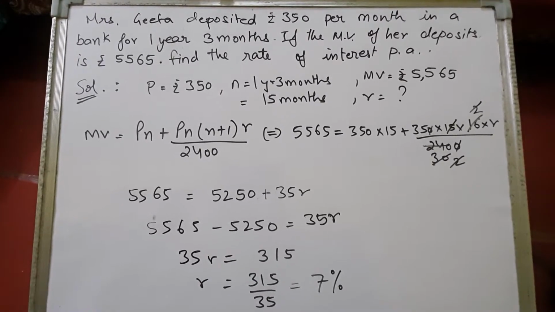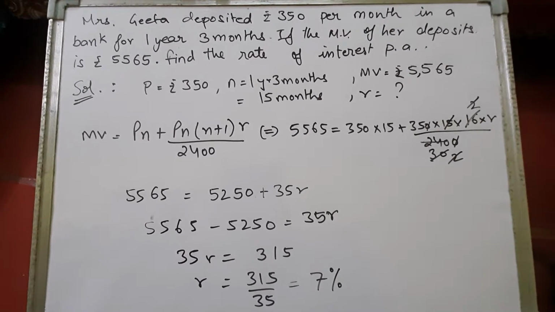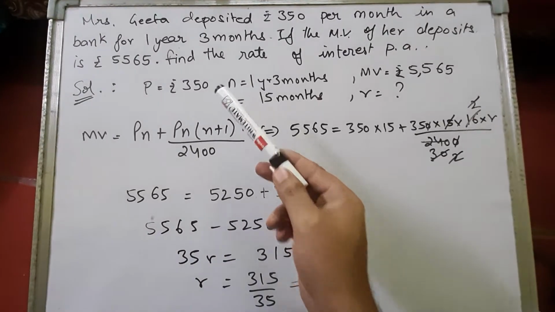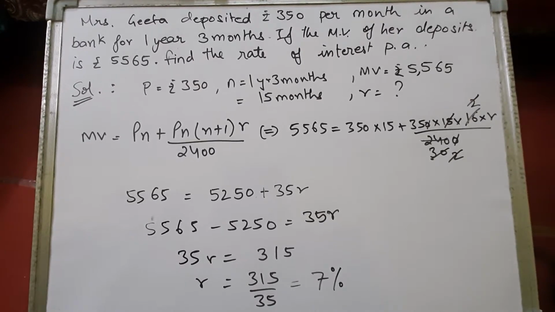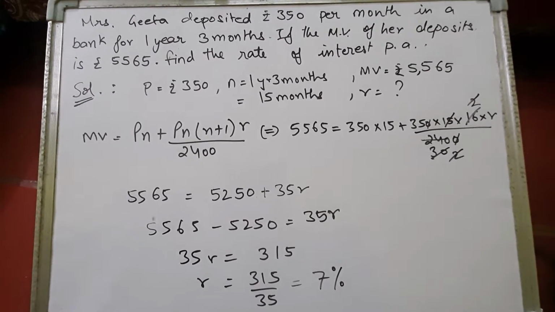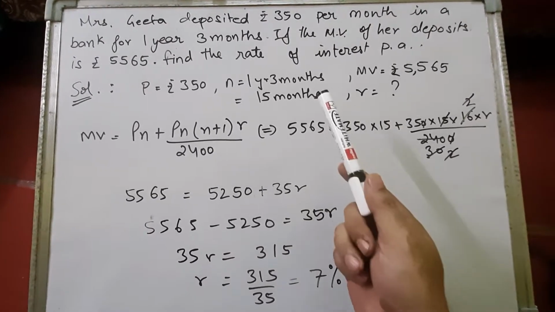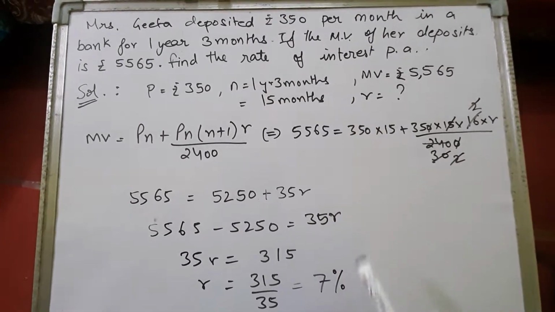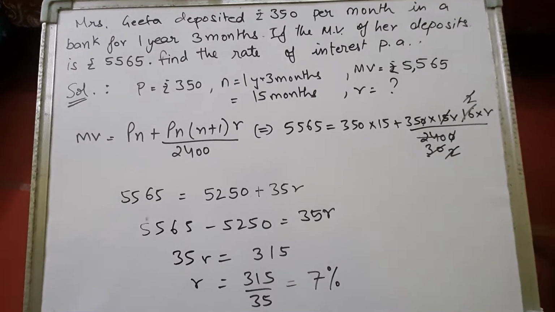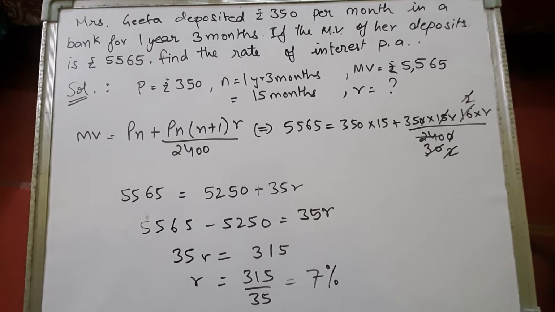And from here, if we try to take out the information given: how much money is Mrs. Geeta depositing? 350 per month. That means the value of P will be 350 rupees. The period for which she deposits is 1 year 3 months, which is the value of n. When converted into months, 1 year is 12 months and 3 months, so it is 15 months. The maturity value she got is 5565 rupees.